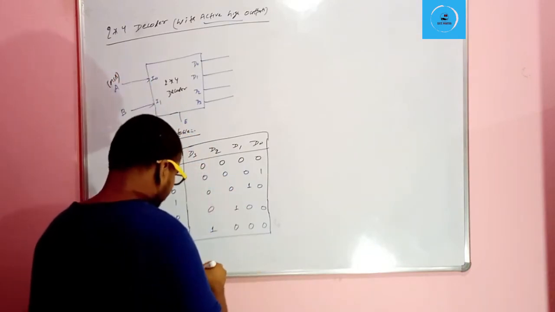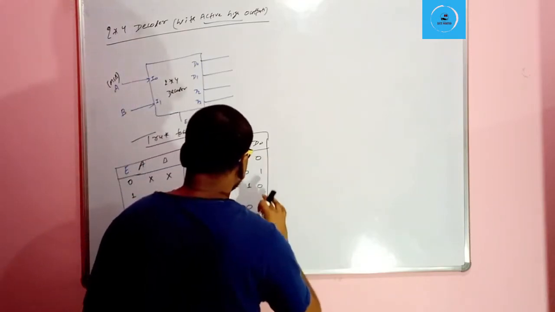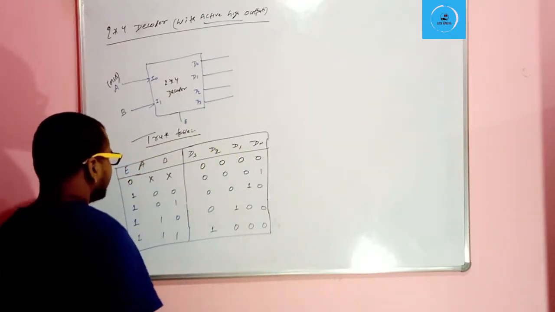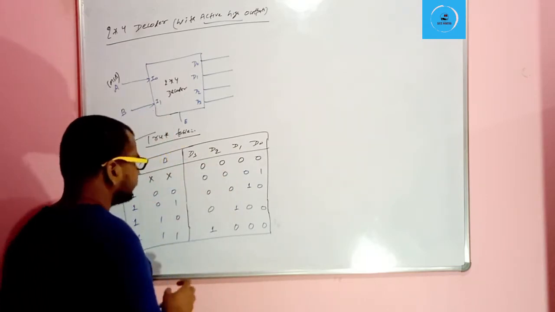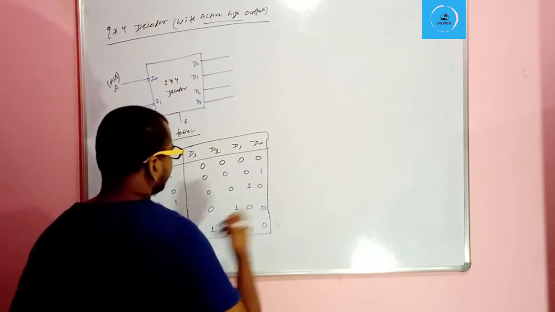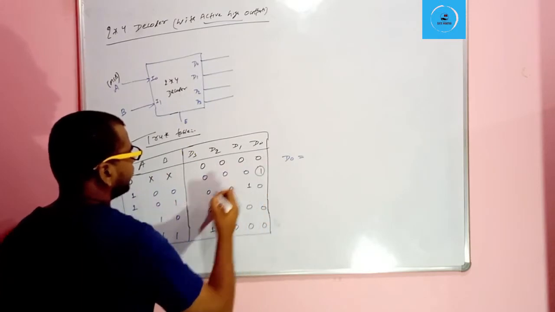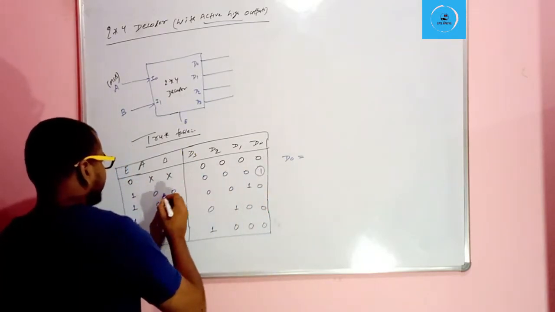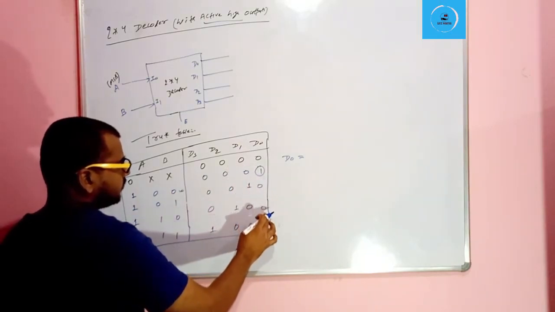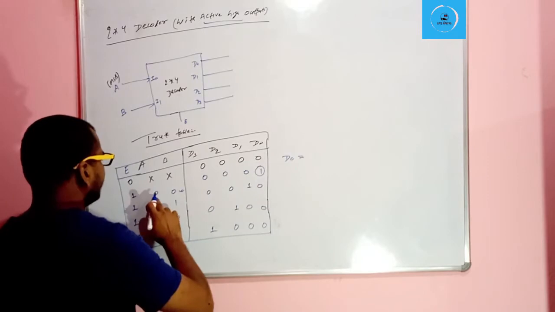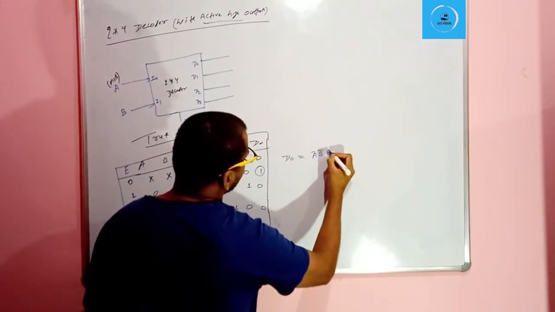So we are going to write the Boolean logic expression for D3, D2, D1, D0. First we will start with D0. D0 will be 1 when AB is equal to 00, and for all other cases it is 0. So D0 will be equal to A bar B bar E.